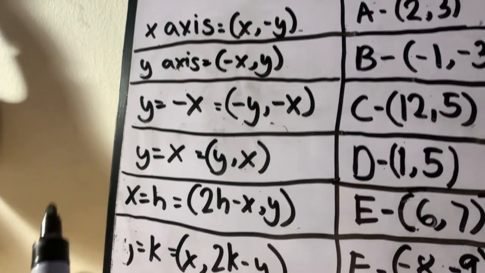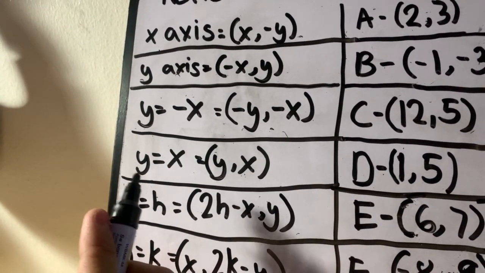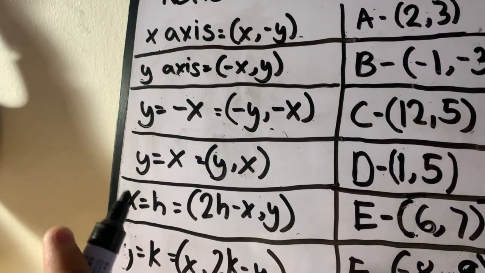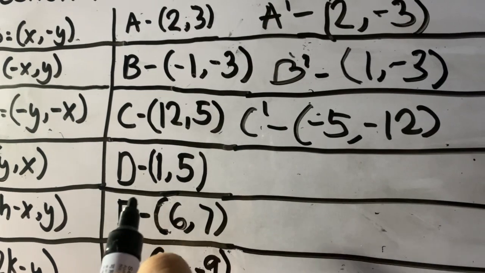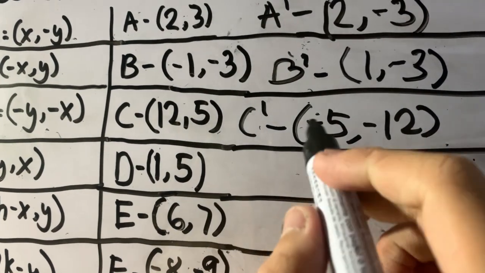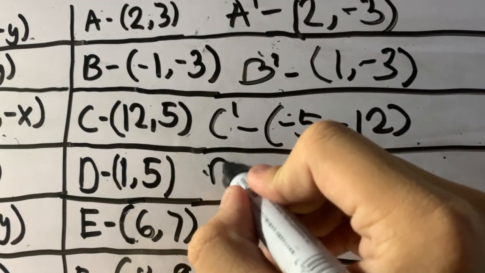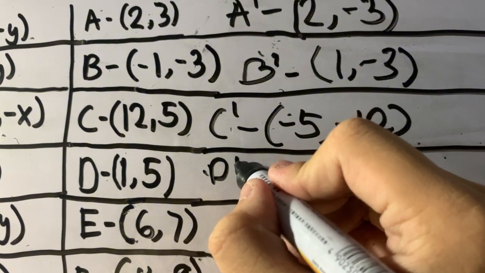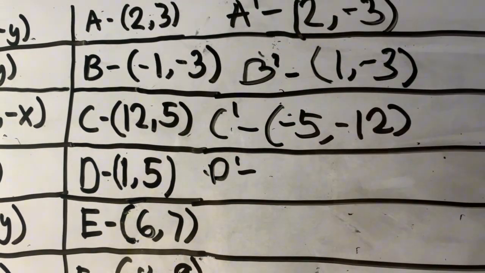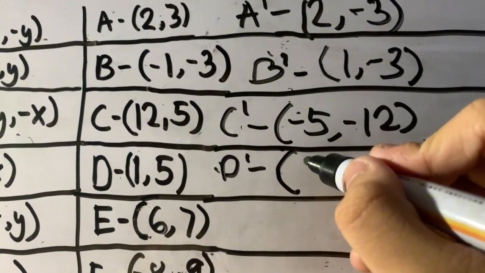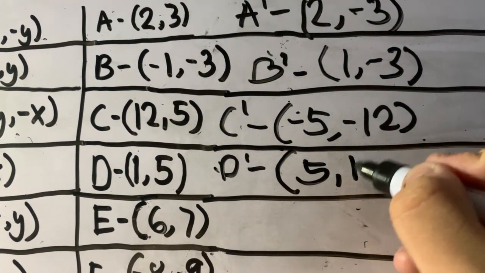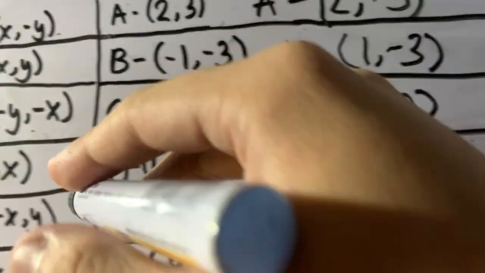So next, we have y equals x. So x and y are just swapped. So it becomes y and x. So we have 1 and 5. So the prime is equal to 5 and 1. That's it.